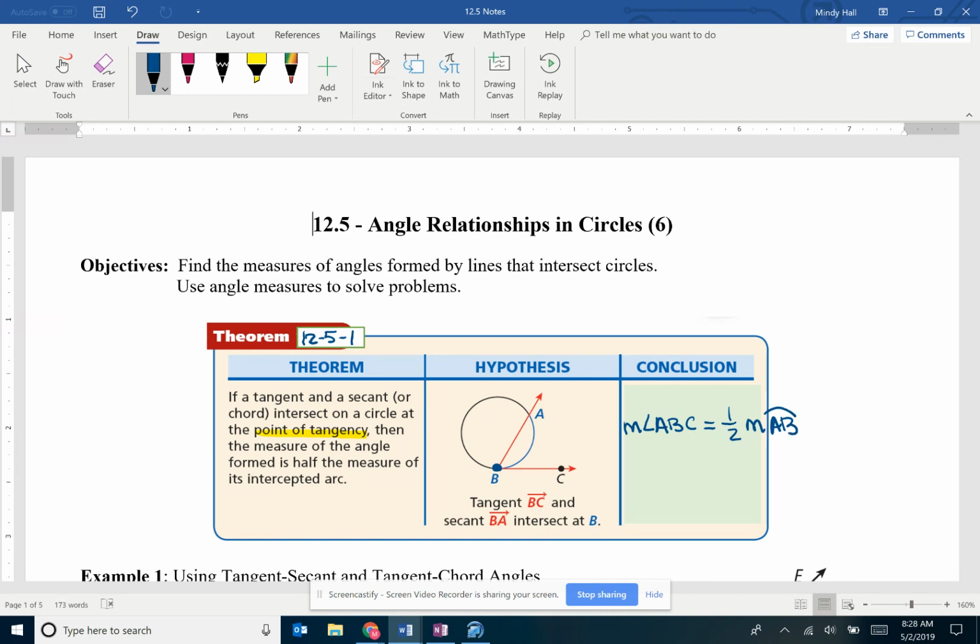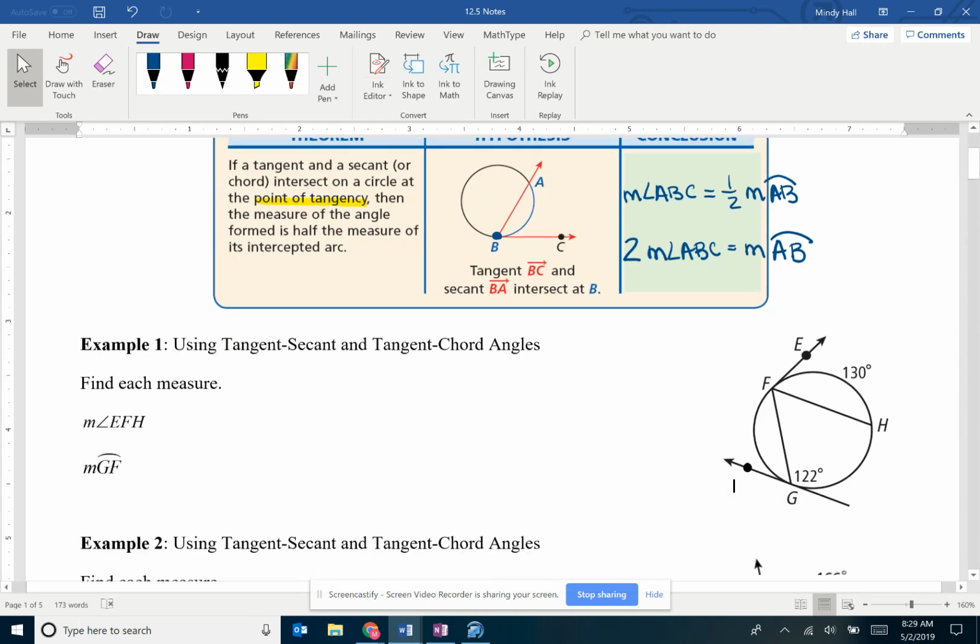Now, let's say they give you the angle measure instead. Then to find your arc, you would just do 2 times the measure of angle ABC to get the measure of the arc. So it's just opposite. It's kind of like the inscribed angles, but obviously one of the lines is tangent this time, but still the same rule as the inscribed.